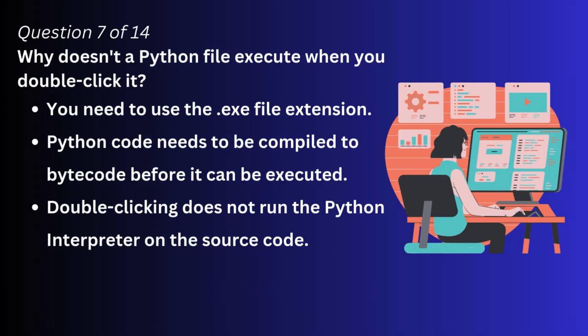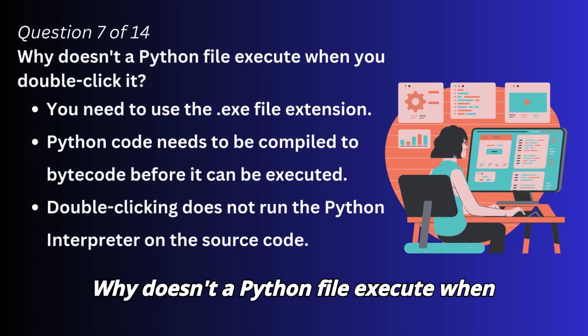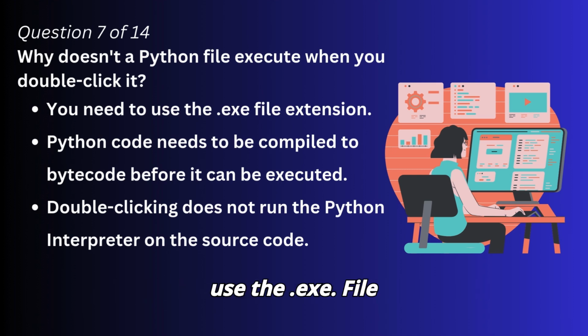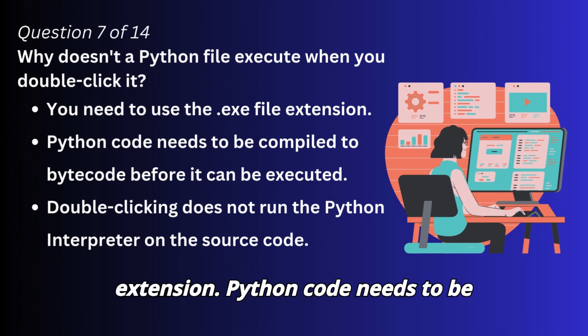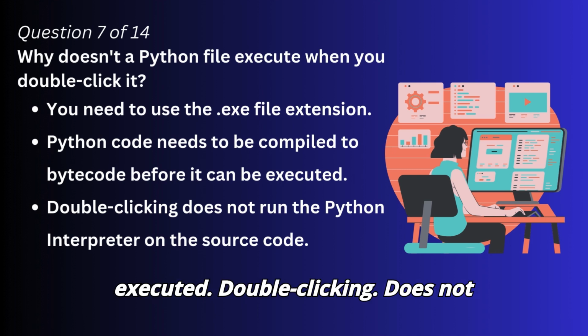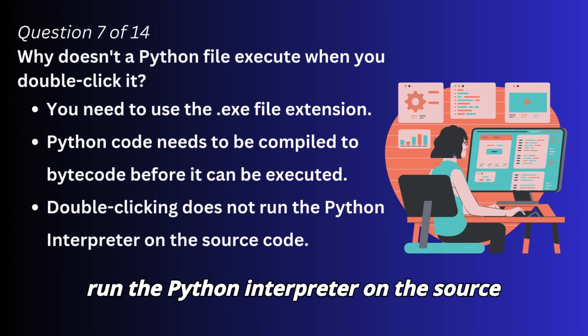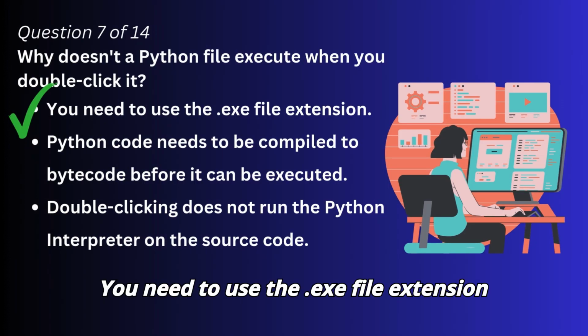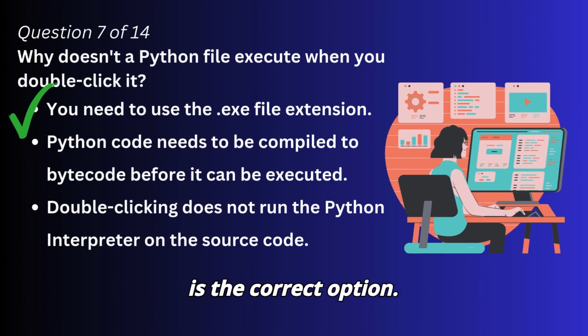Question 7 of 14. Why doesn't a Python file execute when you double-click it? Options: you need to use the .exe file extension. Python code needs to be compiled to bytecode before it can be executed. Double-clicking does not run the Python interpreter on the source code. You need to use the .exe file extension is the correct option.